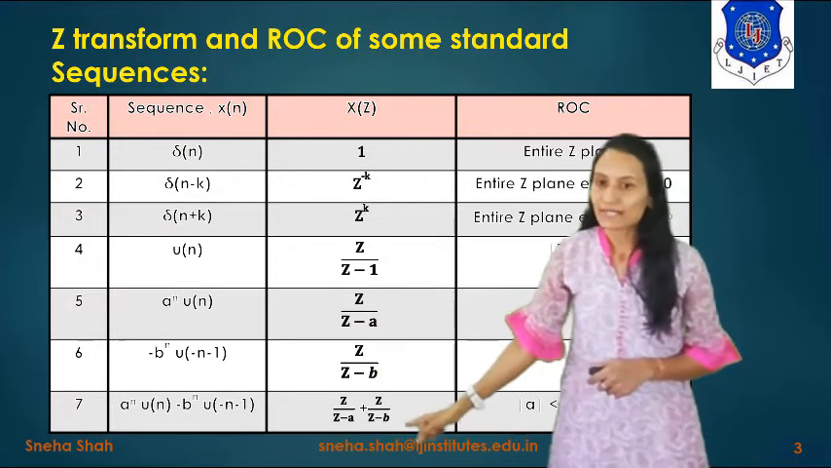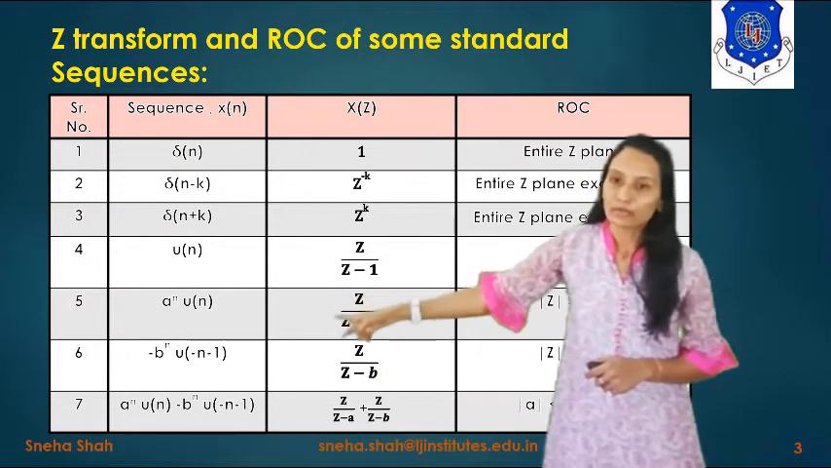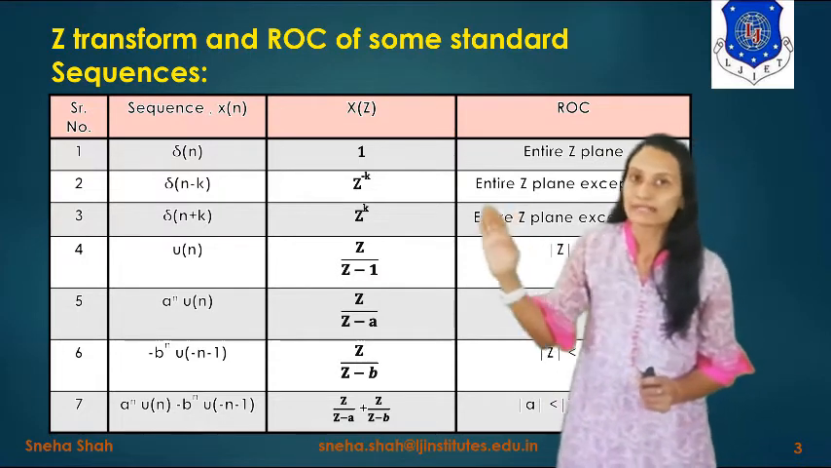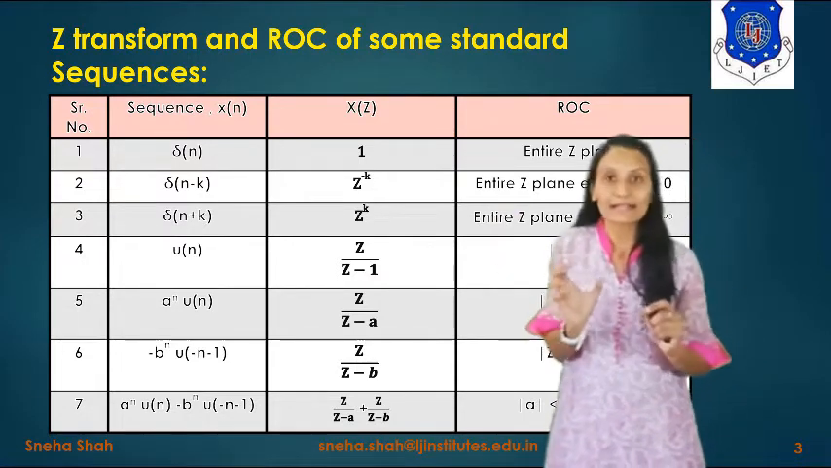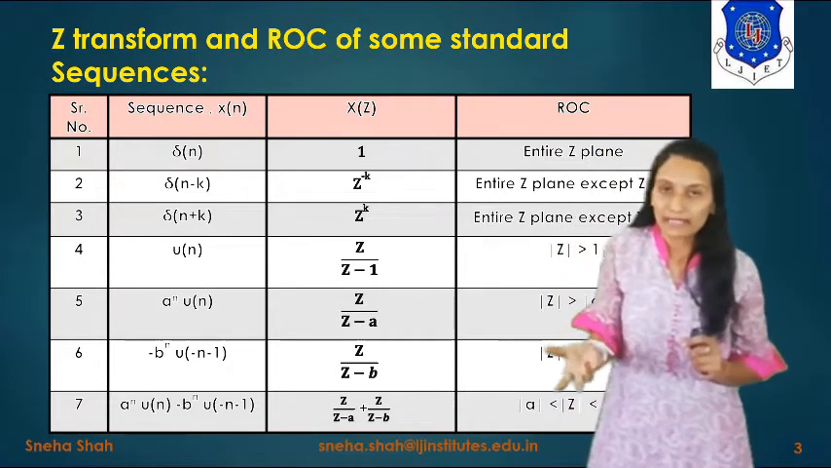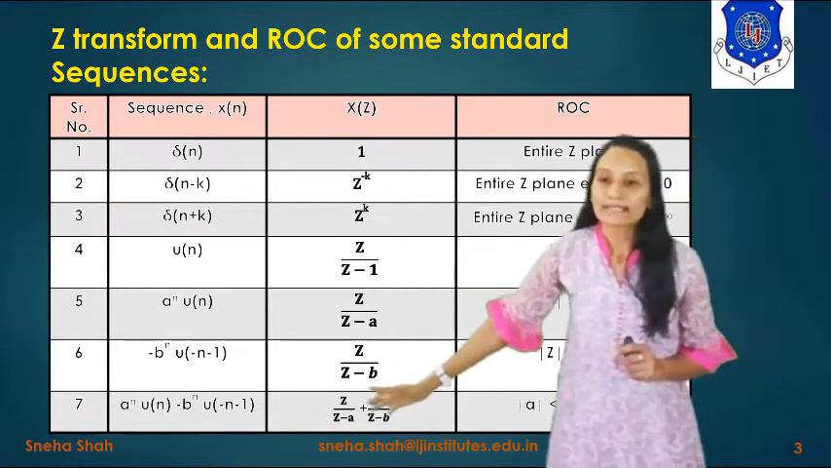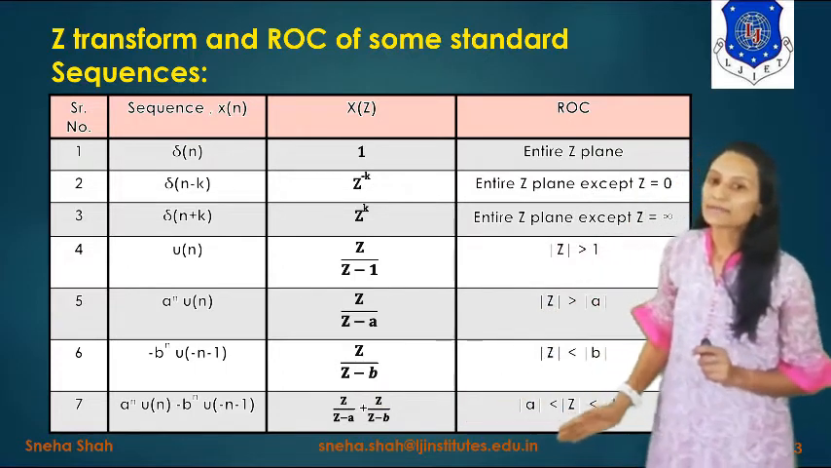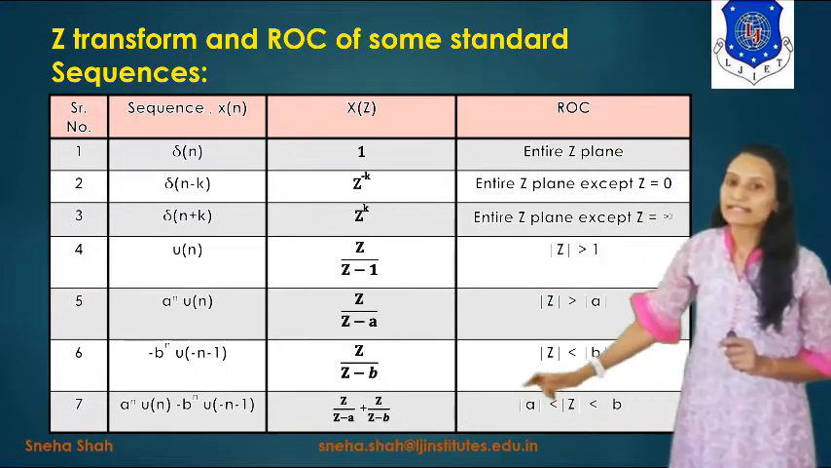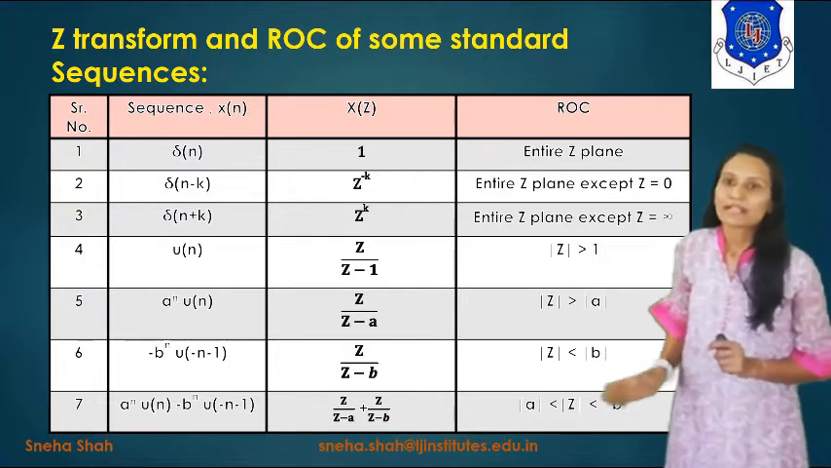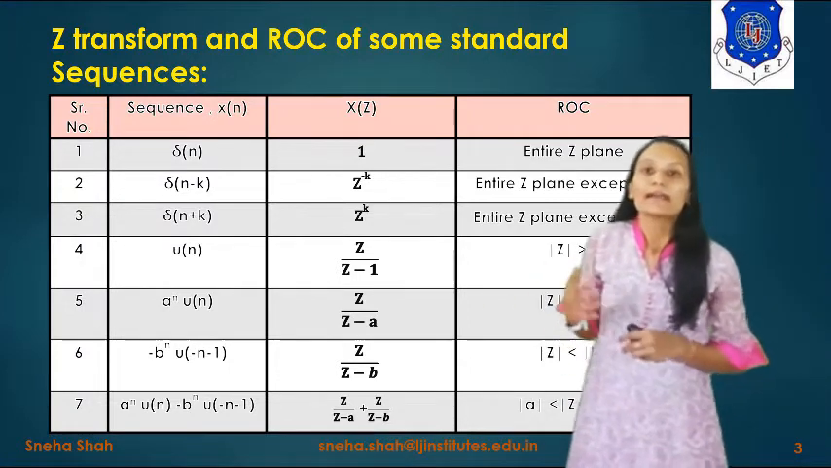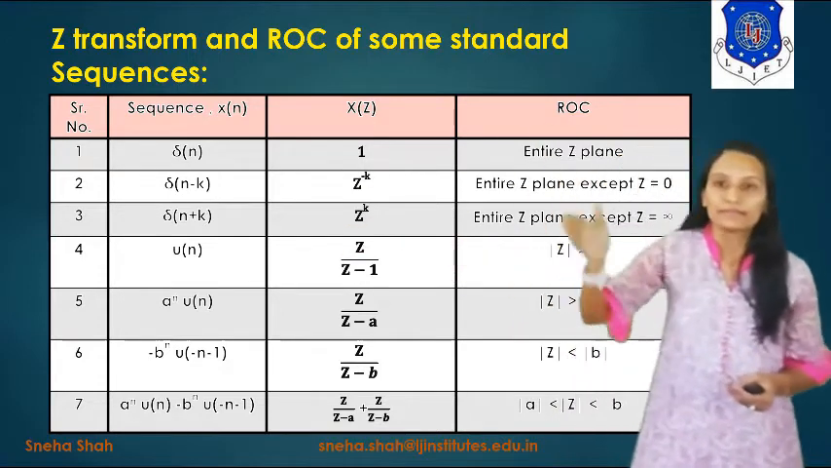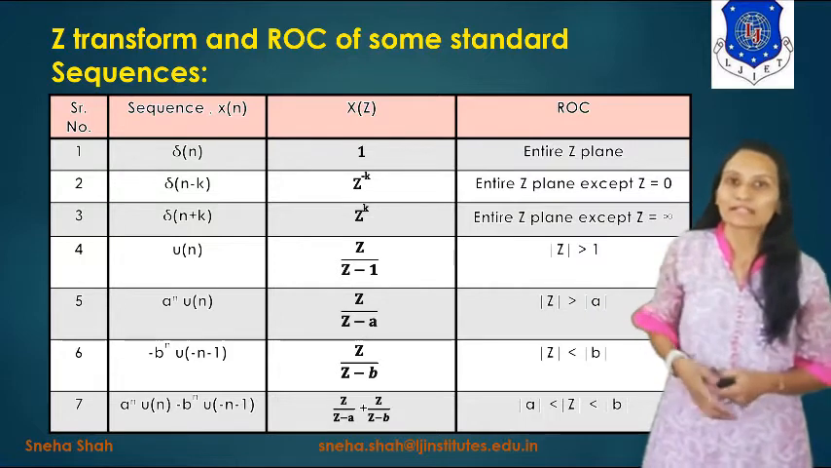And at last we have taken the combination of two parts, causal as well as anti-causal. We are taking the two-sided sequence, which means that if we take some input on both sides, this kind of two-sided input sequence will give you the final Z transform like this. And this one is the combined ROC, mod Z is in between mod A to mod B. So this way we can find the Z transform of any input sequence x of n, and we will also find the ROC of it.